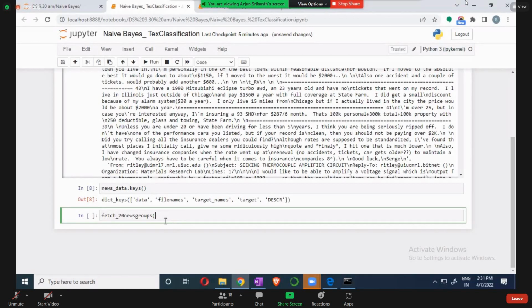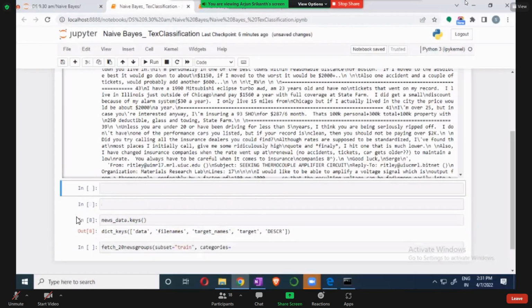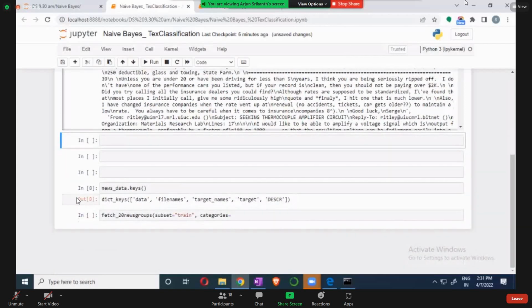Now go to the sub 20 groups guys. In this there is something called as subset. This subset you have to give it as train. This will give you the training data. No need to worry about it. It will give you the training data. Okay, and here there will be one more, categories. What is the categories? It is names of the training data. Usually the target names will be there over here. That will be coming over here. Let me show you the target names. You will understand much better.